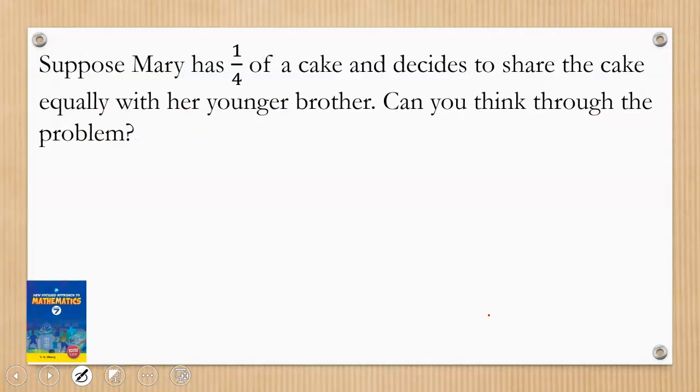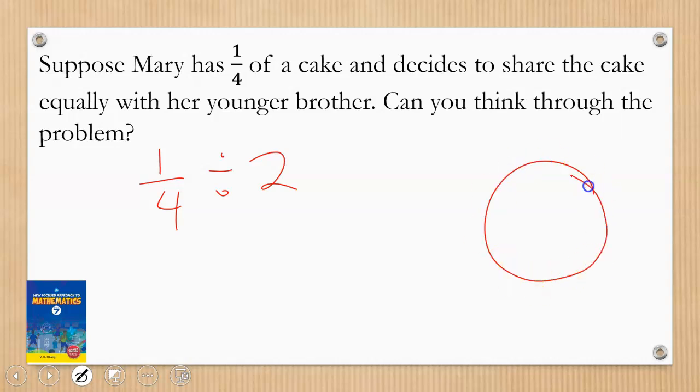Now, suppose Mary has 1/4 of a cake and decides to share the cake equally with her younger brother. Can you think through the problem? What will happen if they are to share the cake equally? How much will each of them have to eat? We are talking about 1/4 of a cake, and she is going to divide this with her brother. So the brother and herself together will be 2. That means we are dividing the 1/4 of a cake by 2.